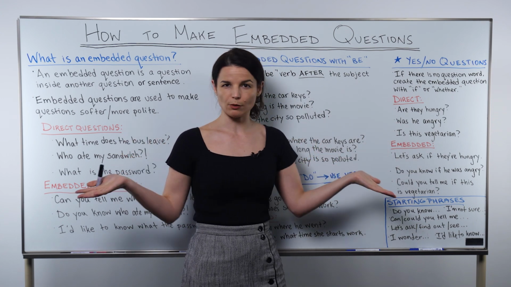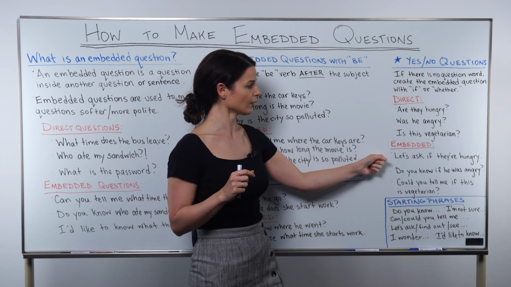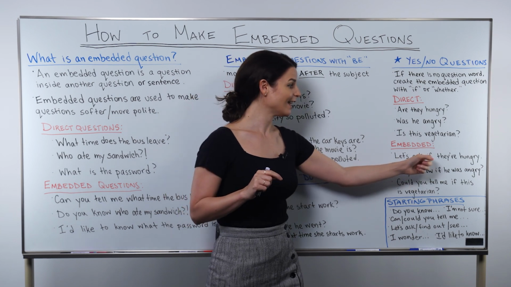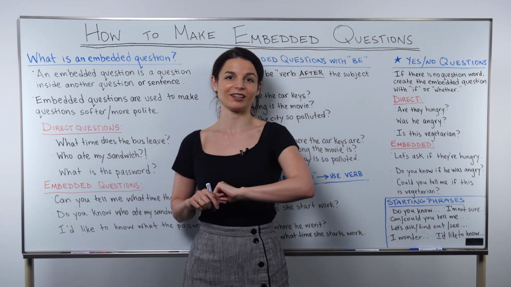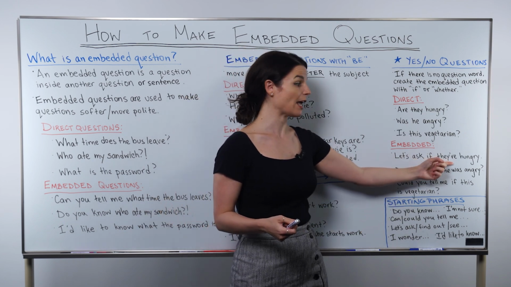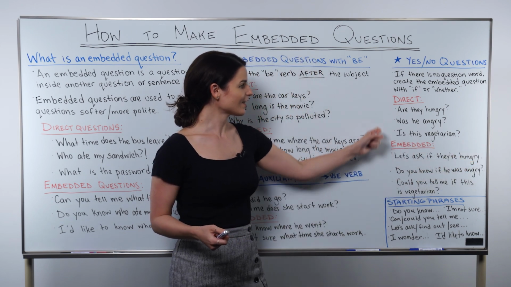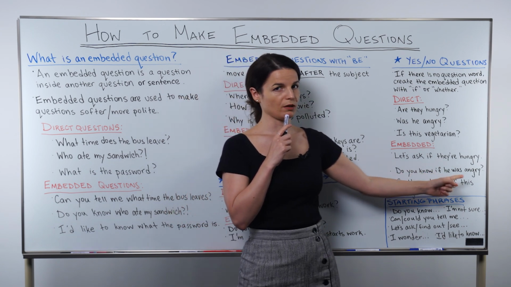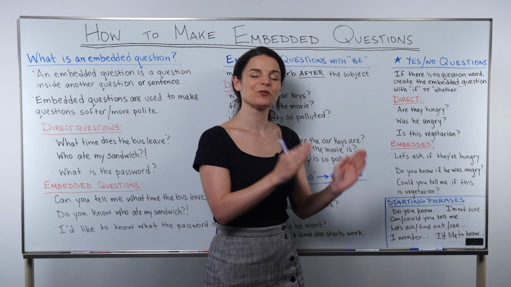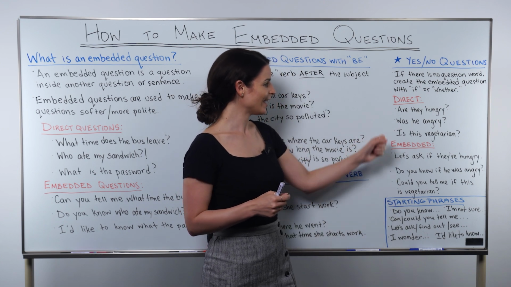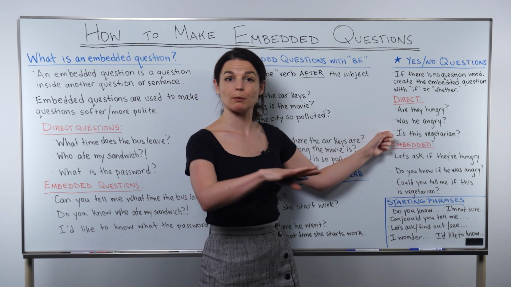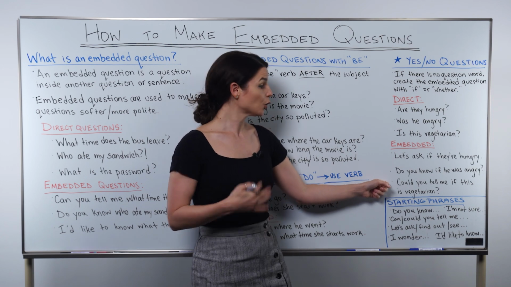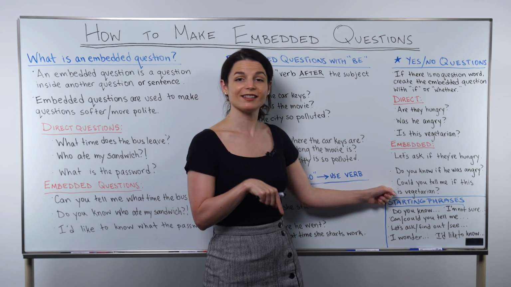Simple yes, no. So how do we make an embedded question with these? First one, are they hungry? Okay, here's a sample question. Let's ask if they're hungry. This is our embedded question. If they are hungry. Yeah? Okay, next one. Was he angry? Do you know if he was angry? If he was angry, okay? And the third one, is this vegetarian? So meaning, is this food vegetarian? Could you tell me, introduces the question, could you tell me if this is vegetarian?